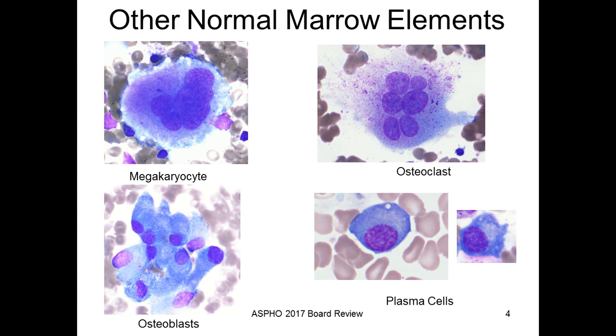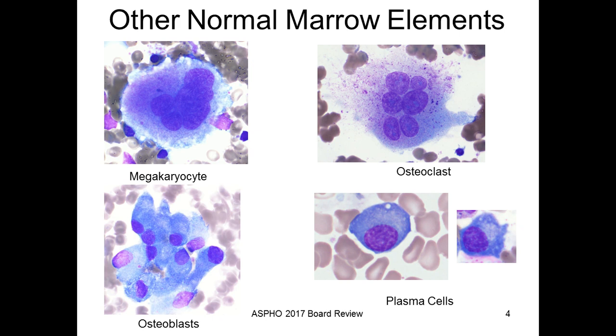If we look over to the right, we see an osteoclast. The osteoclast has a very similar appearance and size to the megakaryocyte. And the way to distinguish it quickly is to look at the nuclei. If you have separate nuclei, this basically identifies an osteoclast.